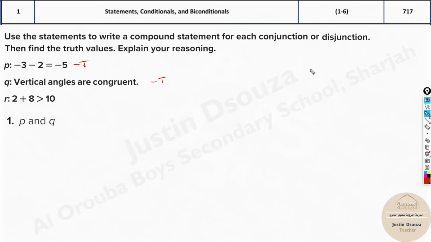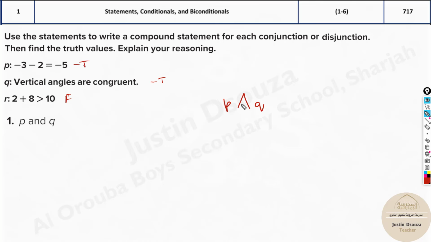And 2 plus 8 is 10. Is 10 greater than 10? See, if it was greater than or equal to, yes, that would be true. But here it is just greater than. No, it is false, right? Why? Because they're equal, not greater than. So this is false. The other two are true. Now we have P and Q, given with the inverted V.